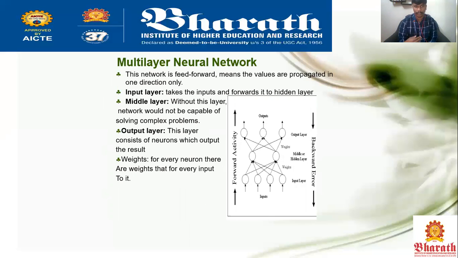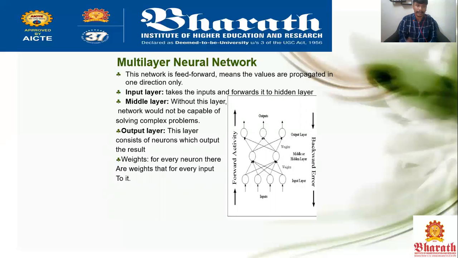So all neural networks are composed of multiple layers, and the layers of the neural network are the input layer, middle layer, and output layer. The input layer takes the input and forwards it through the hidden layers to produce the output. The middle layer, which is considered the hidden layer, is the part of the network that has the capability of solving complex problems.